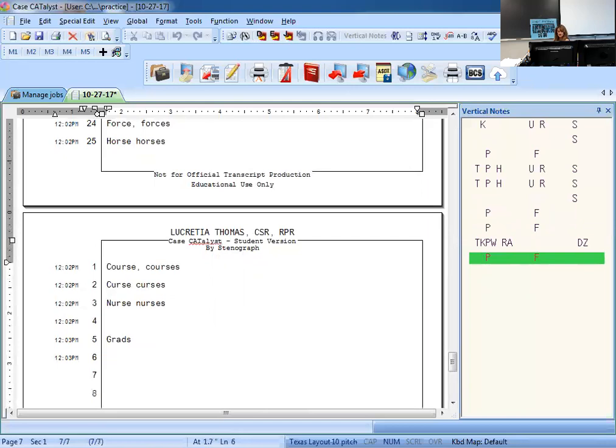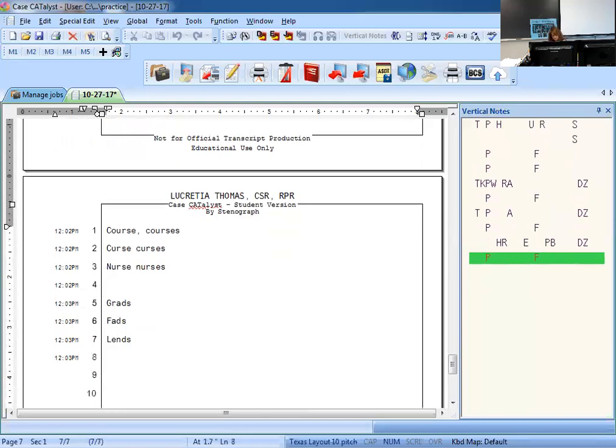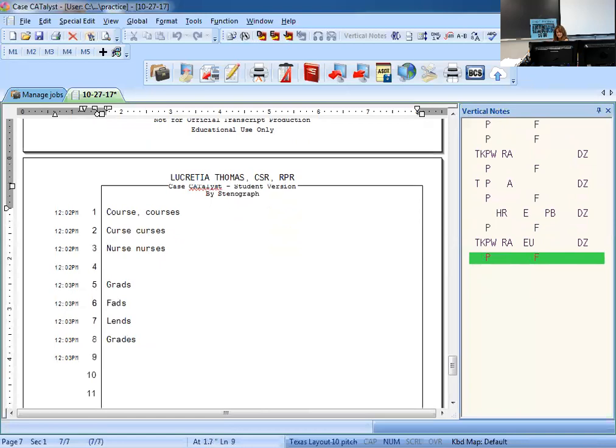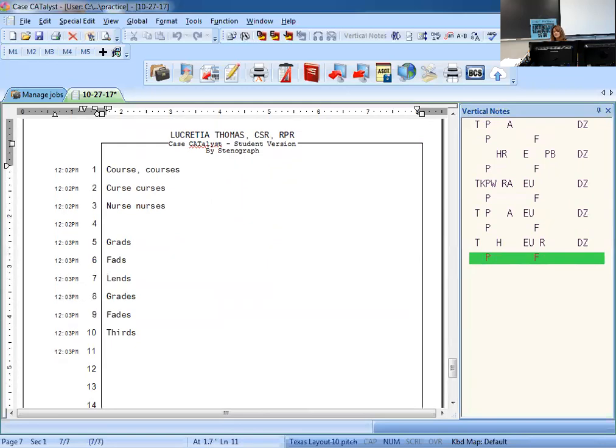Fads, pick up the one stroke, F-A-D-Z, fads. Lens, L-E-N-D-Z. Okay, all one stroke. Grades, G-R long A-D-Z. Fades, F long A-D-Z. Thirds, T-H-I-R-D-Z. All of those end in a D-S, write D-Z. Think of the Z as an S. Okay, very important that y'all understand that.